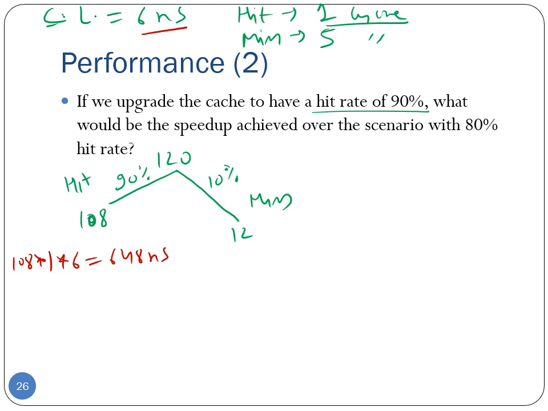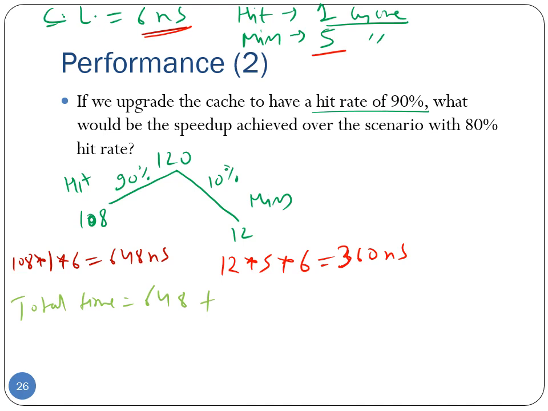On the other hand, these 12 instructions which miss in the cache will take 5 cycles each. So they will take a total of 12 into 5, which is 60 cycles, and each cycle is again 6 nanoseconds, so multiply this by 6 to get the total time. This comes to 360 nanoseconds. So the total time is basically 648 plus 360, which is 1008 nanoseconds. So with 90% cache hit rate, the processor will take 1008 nanoseconds to execute this program.